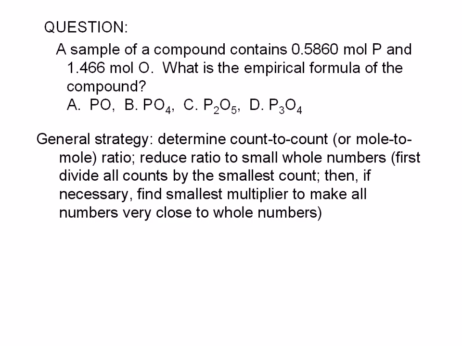Here is a general strategy for determining empirical formulas. You can determine empirical formulas if you have enough information to determine the relative numbers of the atoms of different elements in a compound. In other words, if you can get a count-to-count ratio for the atoms of the elements in the compound. Remember that moles are just group counts, so you can also use mole-to-mole ratio. Once you have determined the mole-to-mole ratio, all you have to do is to reduce the ratio to a small whole number ratio.